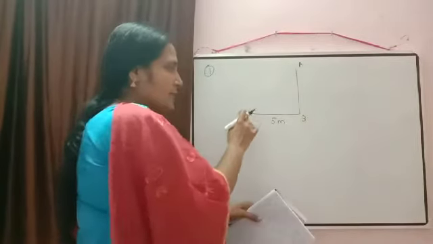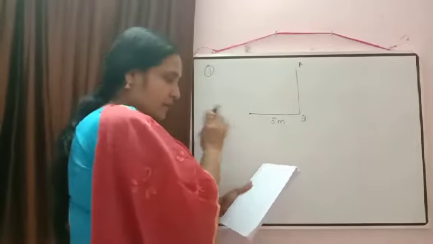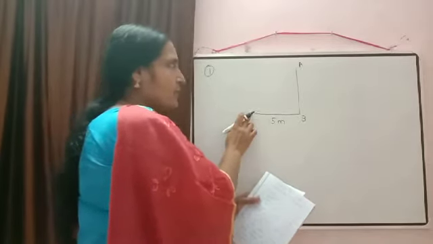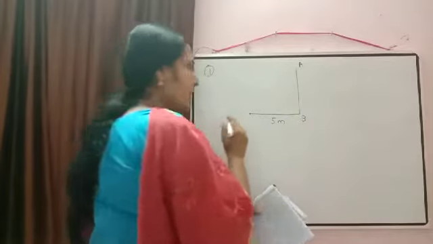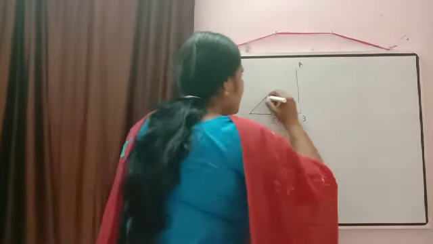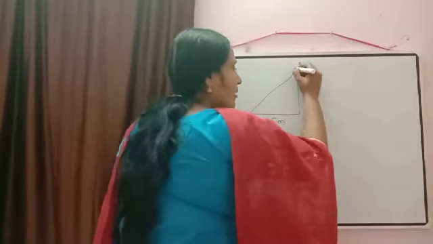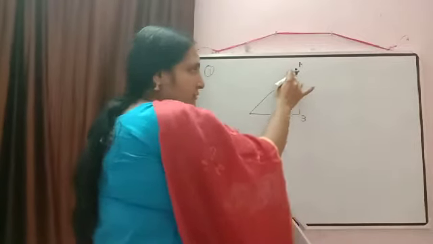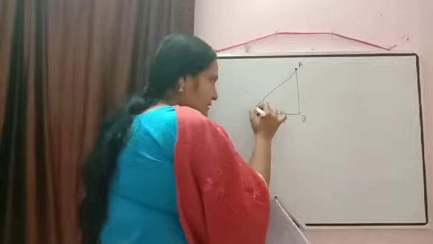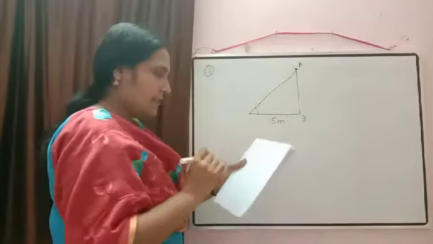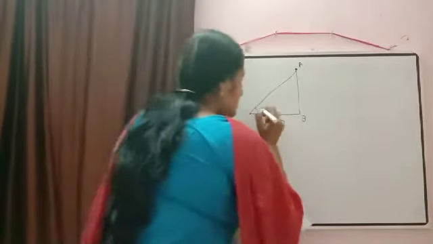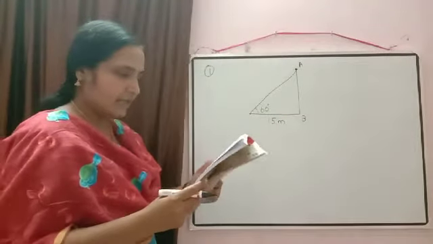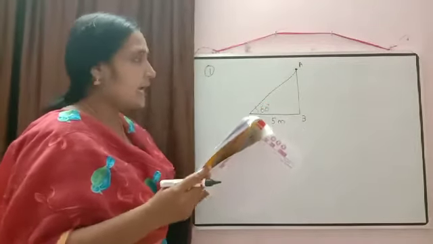Angle of elevation means the object is here. A tower stands from a point. From this point we are looking at the top of the tower. So the line will come in this way only. So angle of elevation of the top of the tower means not here, we are looking from here. So this is called the angle of elevation. What is given? That is equal to 60 degree. This information is given. We have to find the height of the tower.